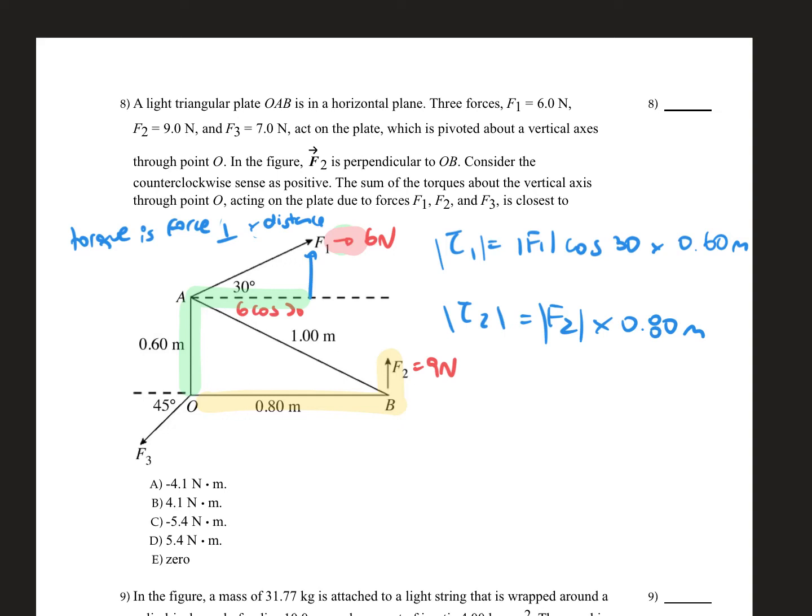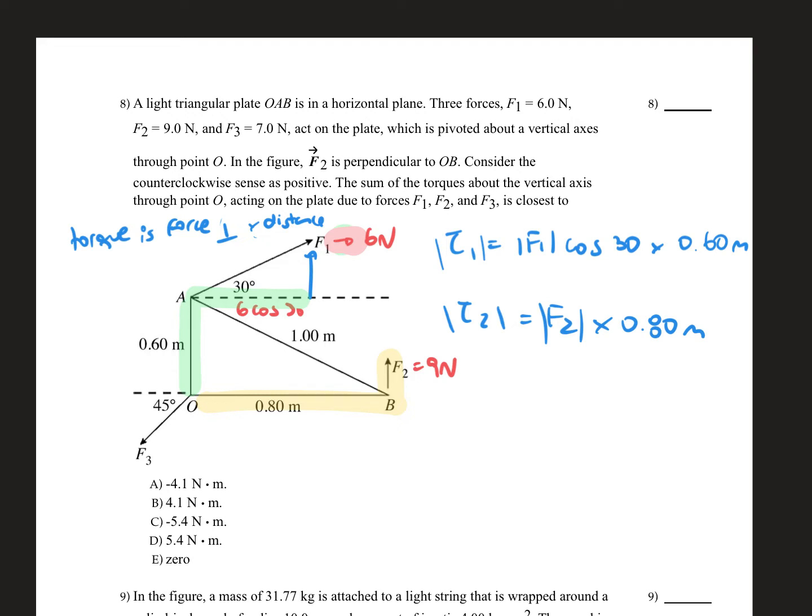In problem number 8 it says a light triangular plate OAB is in a horizontal plane. There are three forces, F1 6 newtons, F2 9 newtons, and F3 7 newtons acting on the plate, which is pivoted about a vertical axis through the point O. In the following figure, F2 is going to be perpendicular to OB.